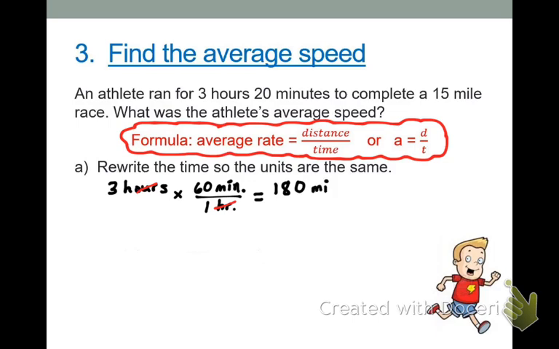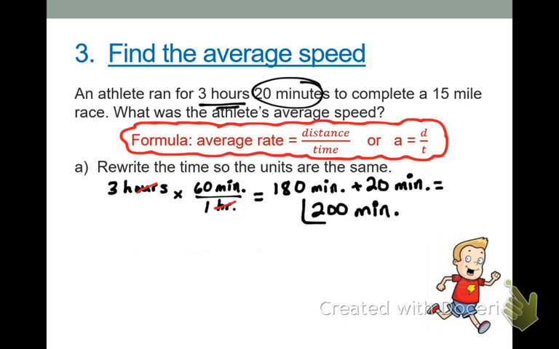Now, is that it? Is my answer 180? You've got to add the 20 minutes. We have to see it's not only 3 hours, it's also 20 minutes. So let's add that 20 minutes in. And how many minutes is that? 200. That's the same thing as 200 minutes. So anytime something's asking you to find average speed, you have to make sure all the units are exactly the same. So we just wanted to switch our hours and minutes into one specific unit, which was minutes.